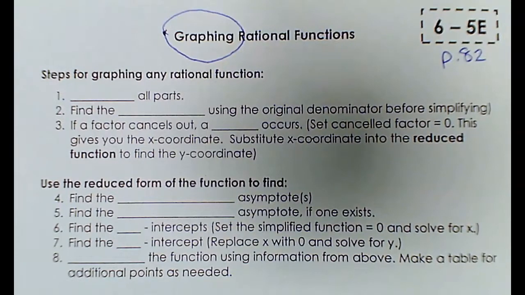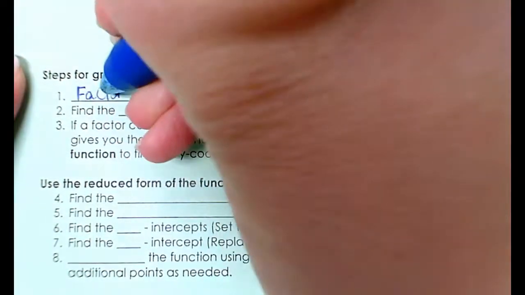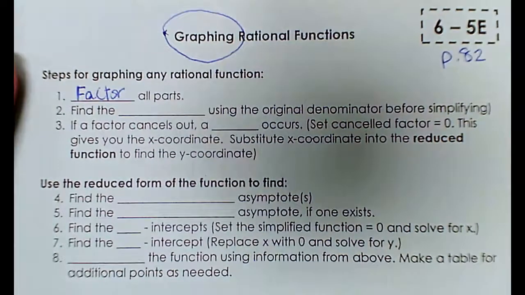So in order to graph hyperbolas, so the shape of a rational function, we've got to do several things. The first thing that we need to do, and it's the first thing that we do in like all Unit 6 stuff, is to do what? Factor. So you factor all the parts. Break it all up because you're going to need all the parts. You ready to do some notebook research?